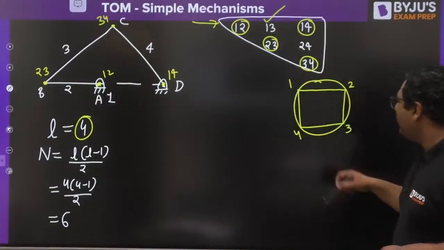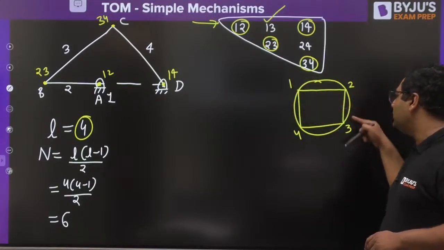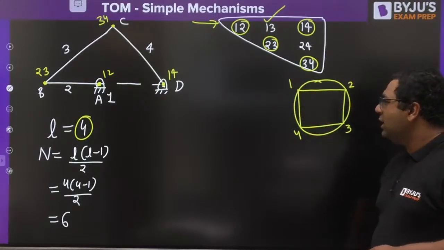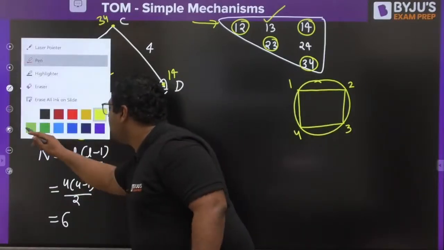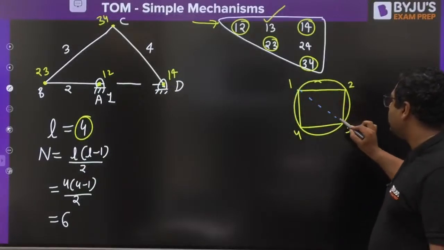So this is 1 2 3 4. These dark lines show that these instantaneous centers are known: 1 2 is known, 2 3 is known, 3 4 is known, 1 4 is known. You will be marking the unknown ones with a dotted line. The unknown is 1 3, mark it with the dotted line.